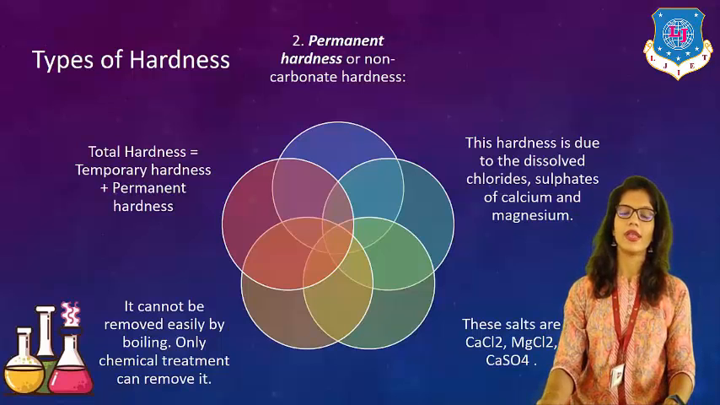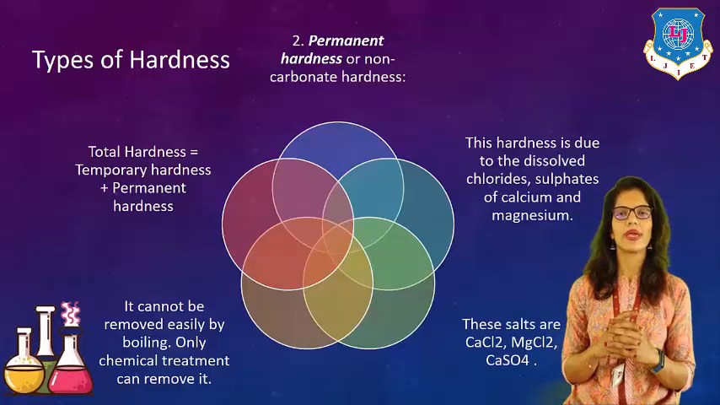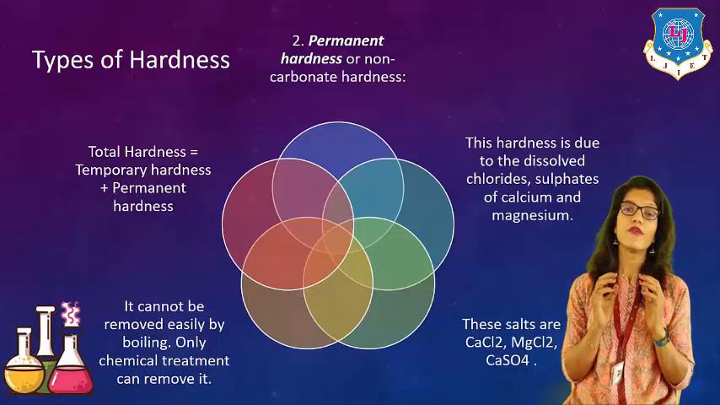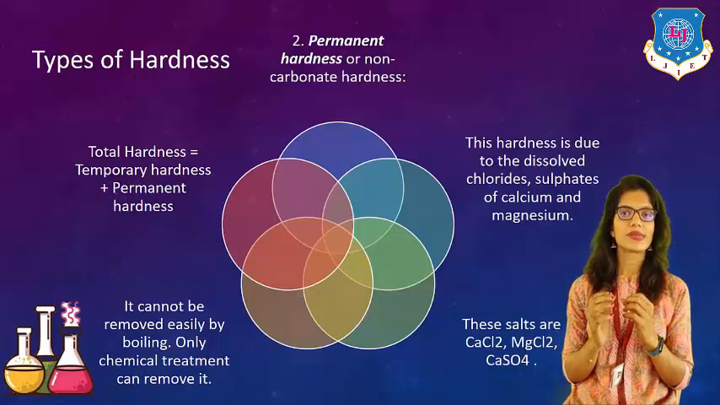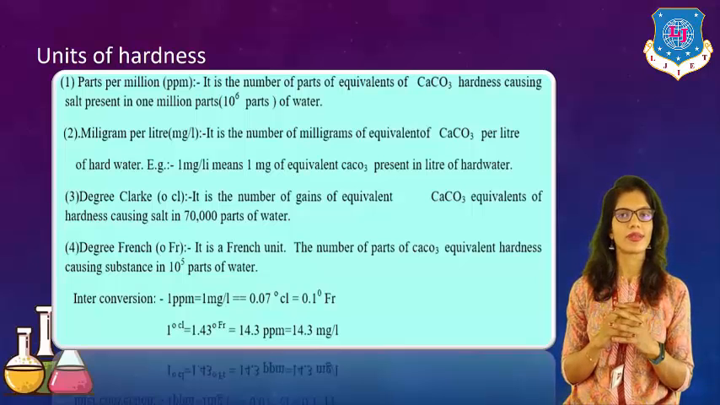Okay. Now, let's move ahead to our next topic. Our next topic is units of hardness. We have to calculate some numericals based upon this. So we have to take into account which kinds of units can be used to describe the hardness. Here we have ppm, second one is mg per liter, third one is degree Clark, fourth one is degree French. Now let's see them one by one.